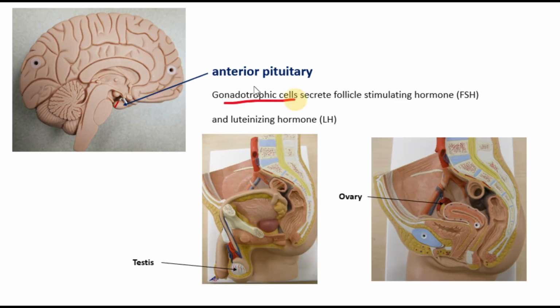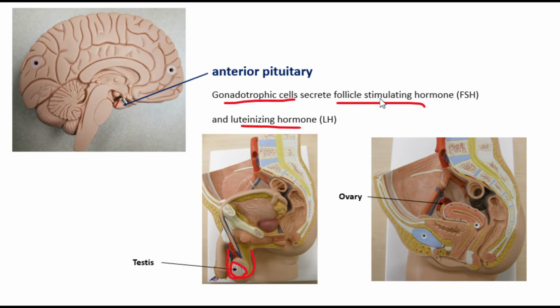Gonadotrophic cells that we have in anterior pituitary secrete 2 hormones, follicle stimulating hormone and luteinizing hormone. And these hormones travel in bloodstream and they affect the testes of male. We know testes are inside the scrotum. What they do, they stimulate sperm production in testes, also stimulate secretion of testosterone from some cells that we have in testes.